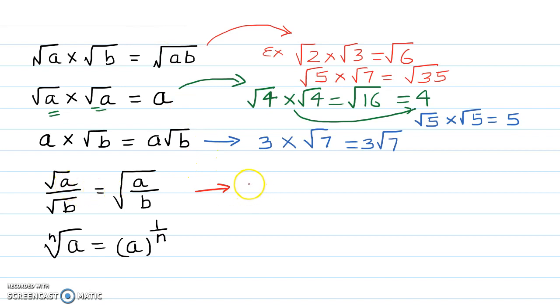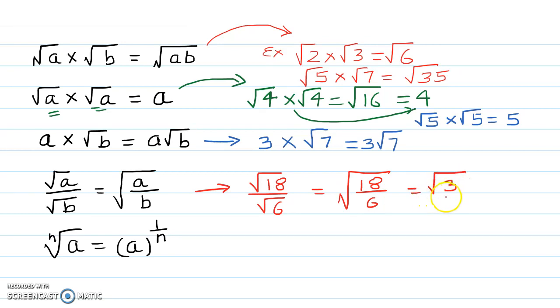Root A over root B. Suppose I have taken root A is root 18 and root B is root 6. We can write this combined as the root of 18 over 6, that is 18 divided by 6. Once you divide 18 by 6, you get 3, with the square root, so root 3. And there is 1 left, so 1 we don't write. So it is root 3 over 1, or you just say root 3.